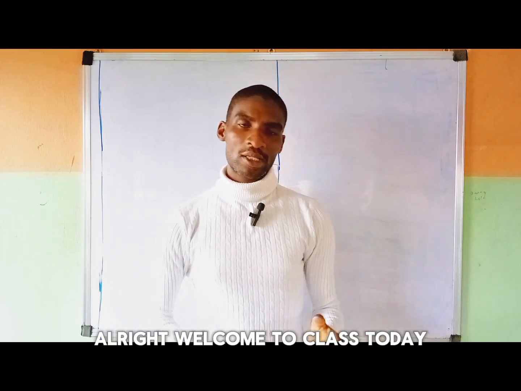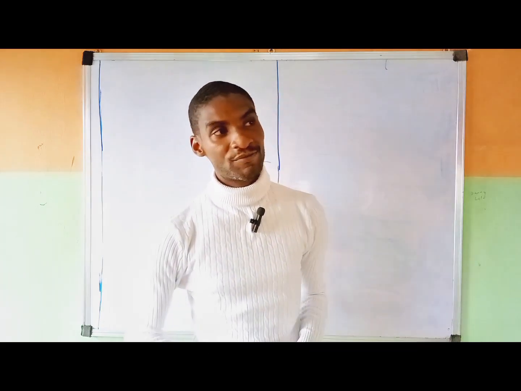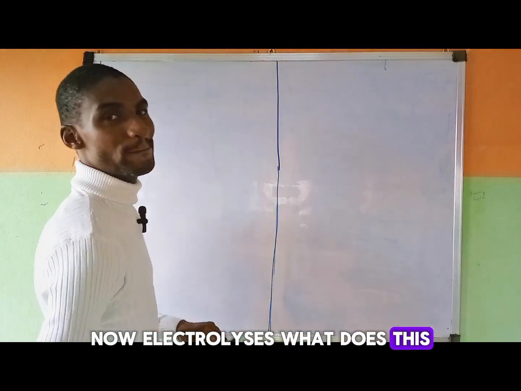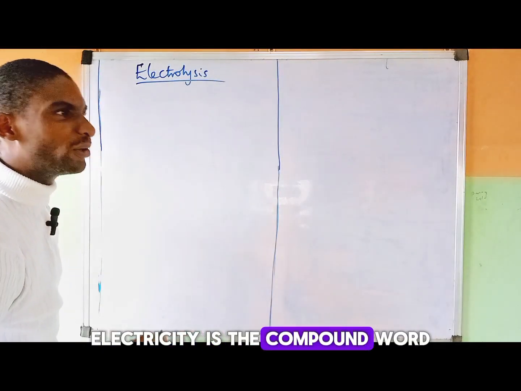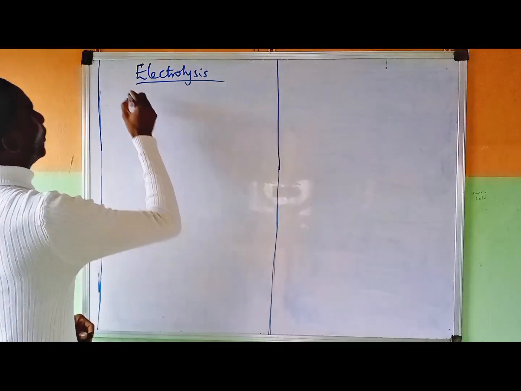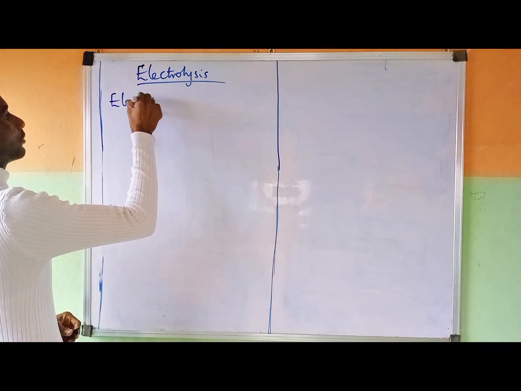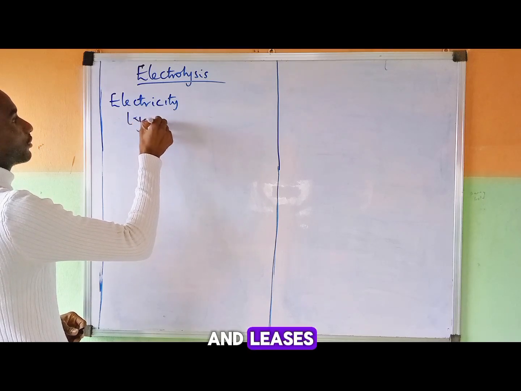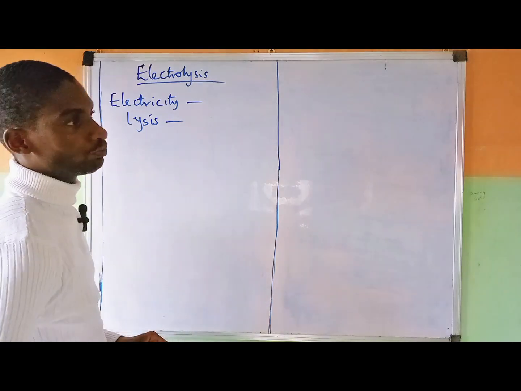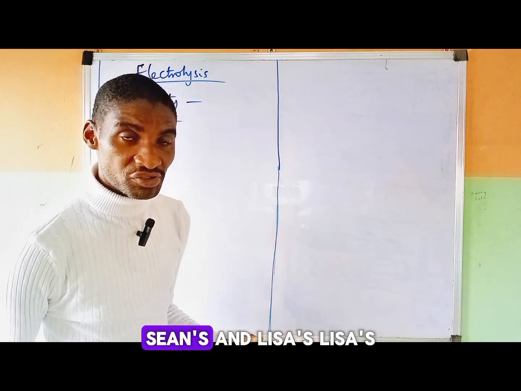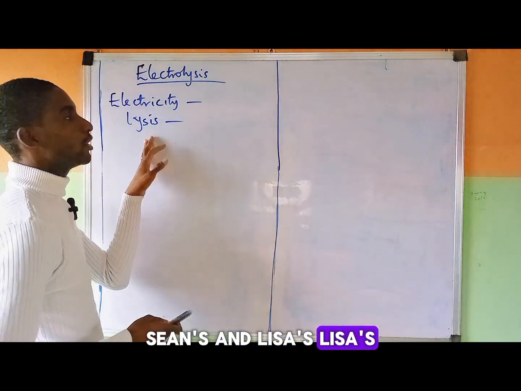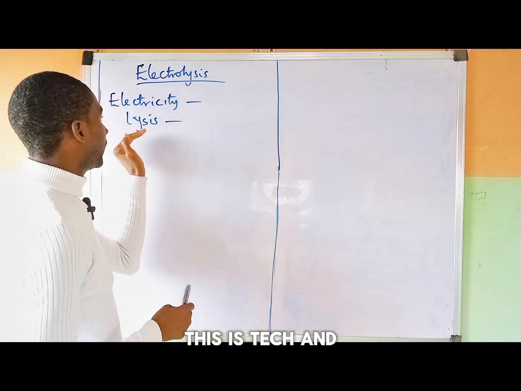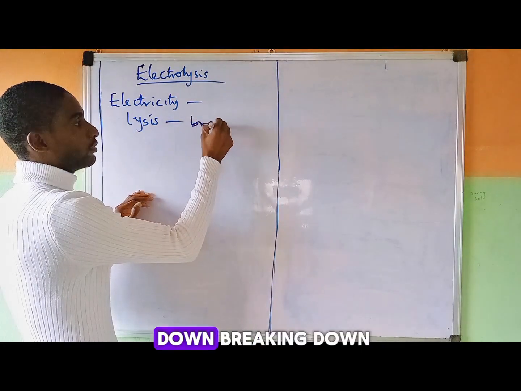Alright, welcome to class. Today, let's talk about electrolysis. Now, electrolysis, what does it mean? Electrolysis is a compound word, a combination of two words. You have electricity, and lysis. Or you can as well say electrons and lysis. So electricity means electric current has to pass through this system. And lysis means breaking down, or splitting.